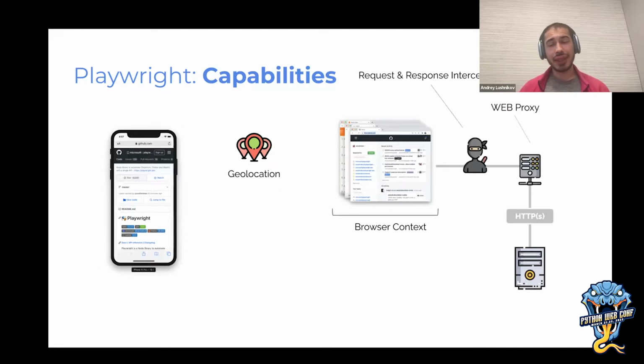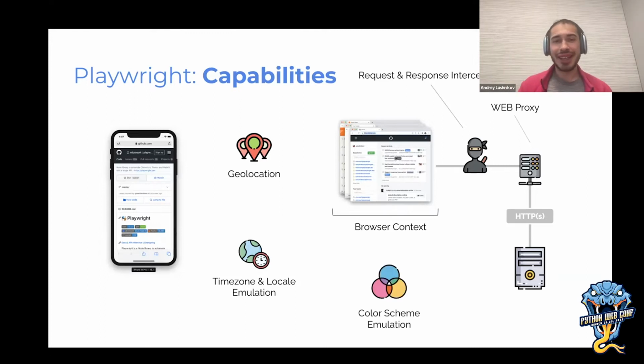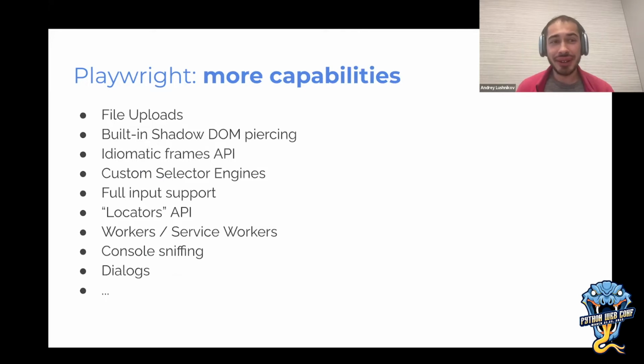And you can not only sniff the network traffic, but you can also intercept both requests and responses, and you can modify them however you wish. So this is very powerful for setting up mocks. And you can do many more things. You can emulate time zone and locale. You can emulate color schemes, and the list goes on and on. If you just go to playwright.dev and open the API page, you'll see that the capabilities are literally limitless. Okay, so Playwright is capable. This was the first word.